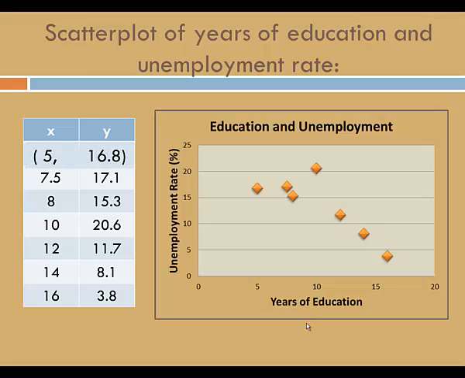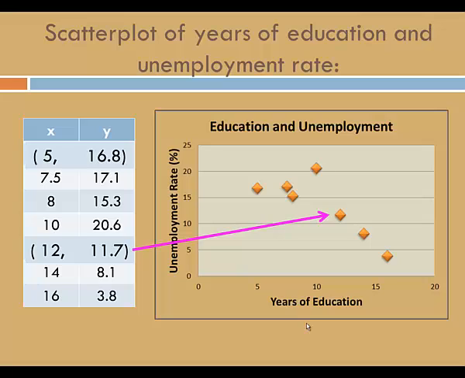The ordered pair 5 and 16.8 is right here. And the ordered pair 12, 11.7, that's right there. Each ordered pair in the table corresponds to one of the points in the scatter plot.